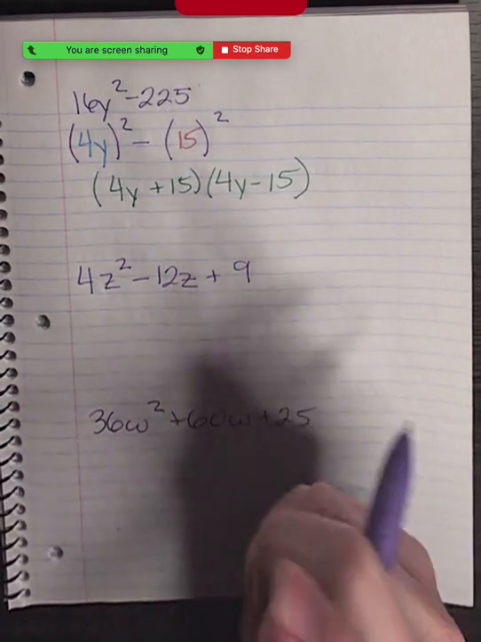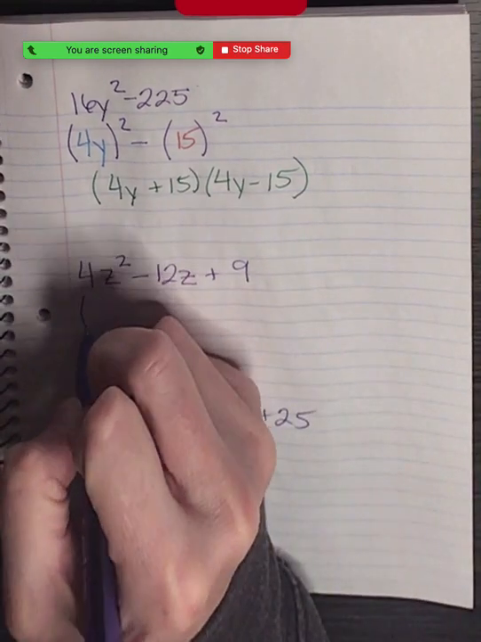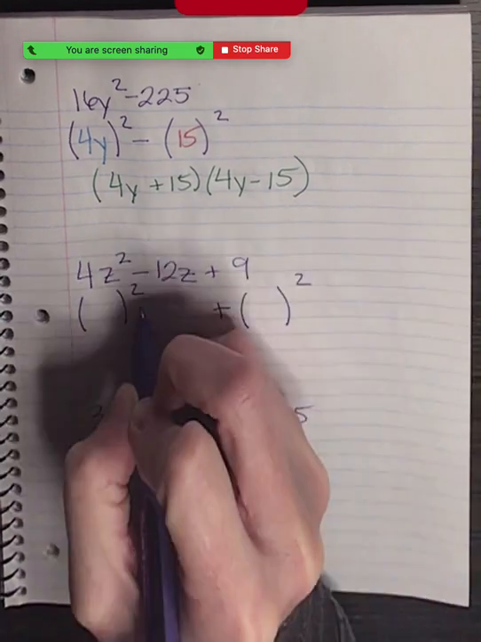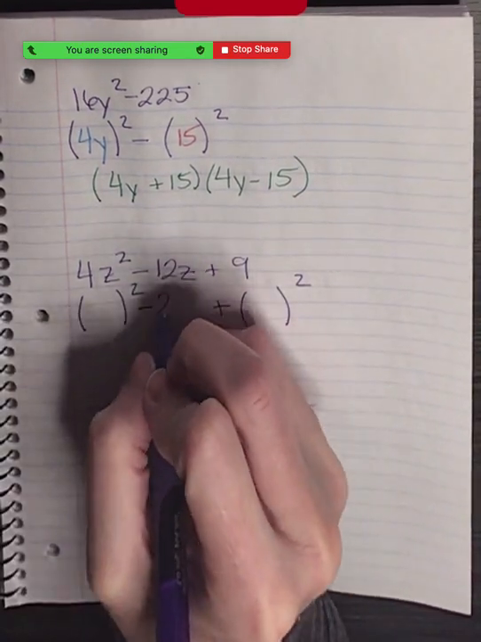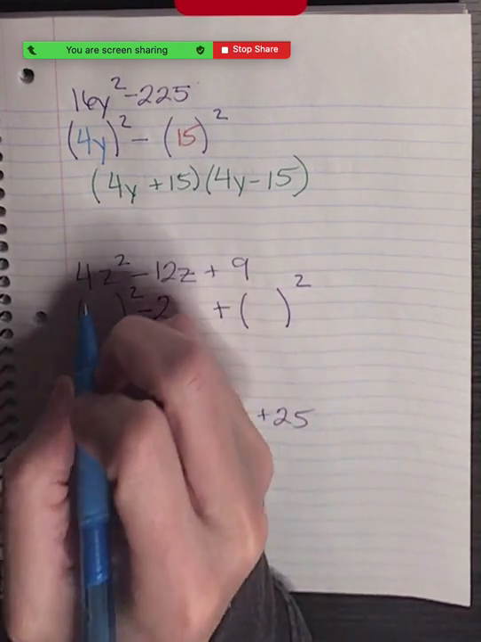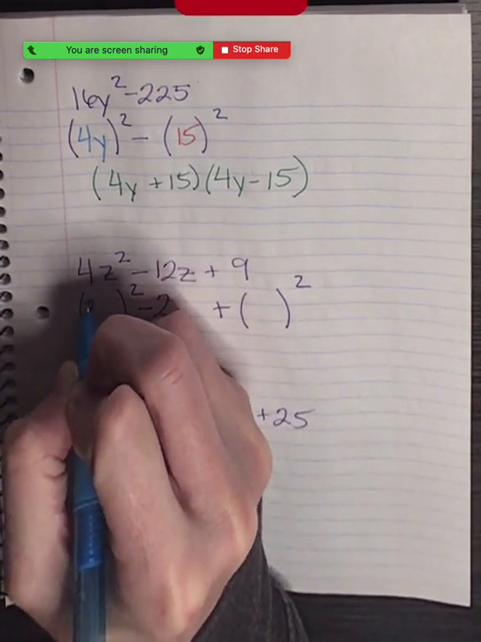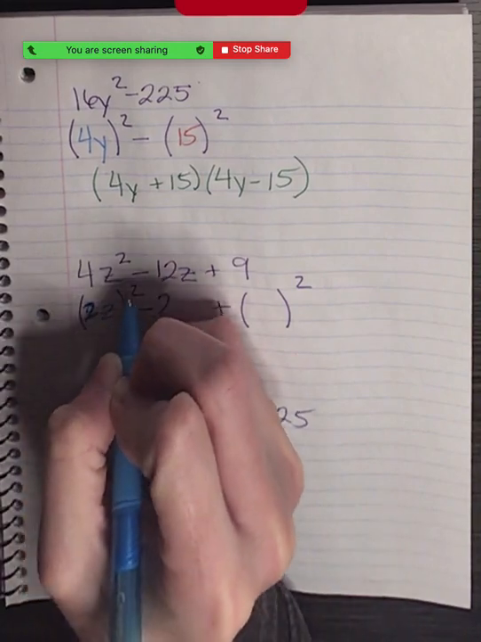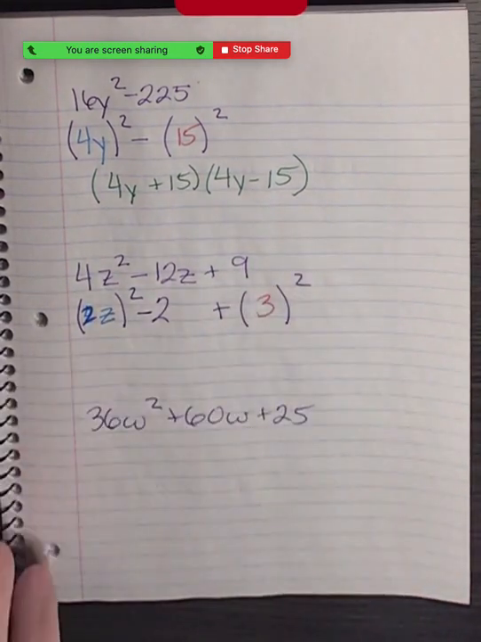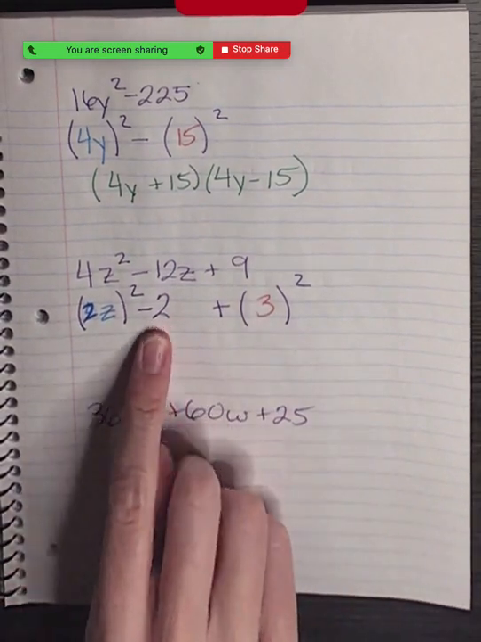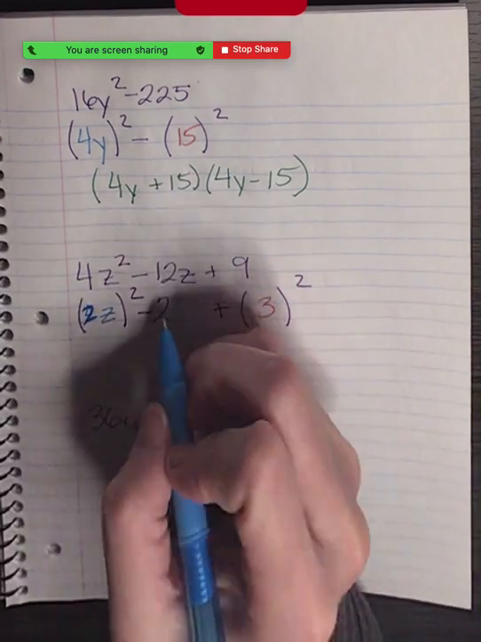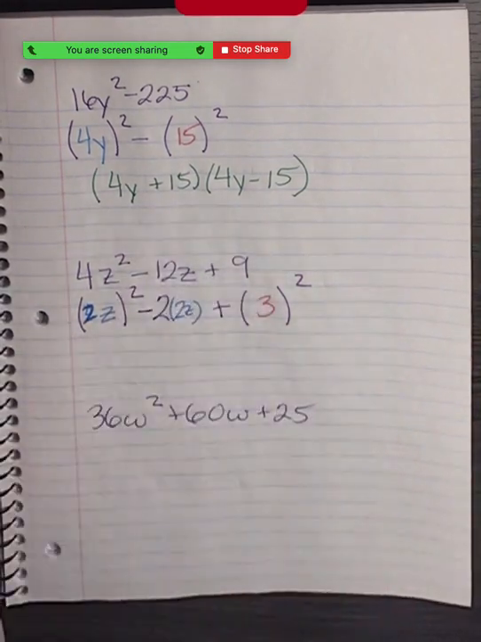Okay? Then when it's three terms, you look at the first and the last and see, can I write this first term as a single quantity squared? So 4z squared is just 2z whole thing squared. 9 is just 3 squared. Then I need to see if 2 times this first times the second equals the middle term. So 2 times 2z times 3.